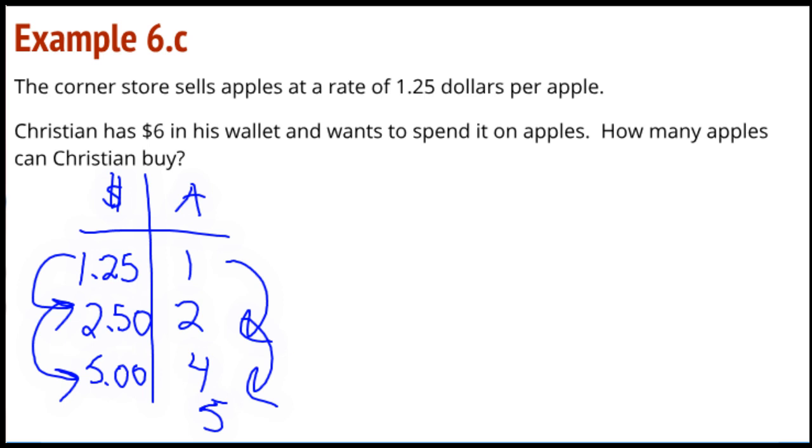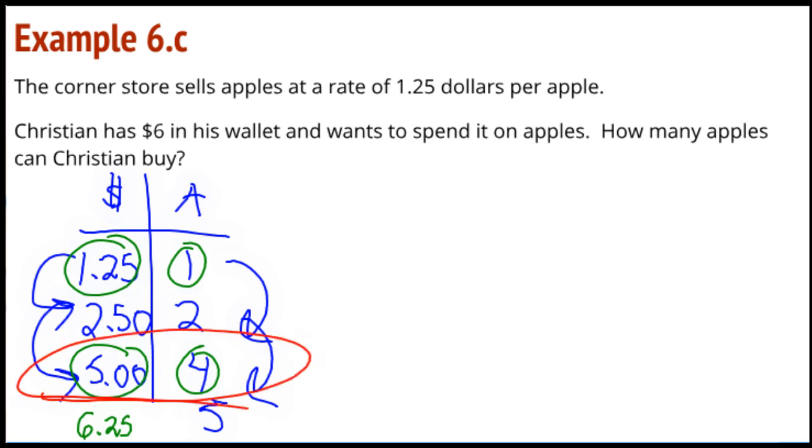So now I'm going to use the additive property here. I can take the 4 and the 1, and I can combine them and find that it's $6.25 for 5 of them. He's only got $6. So the most that Christian is going to be able to buy is 4 apples, spending $5, because if he tries to buy 5 apples, he doesn't have enough money.